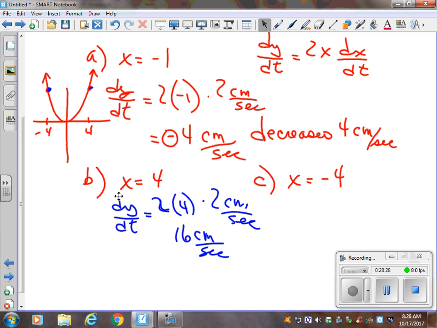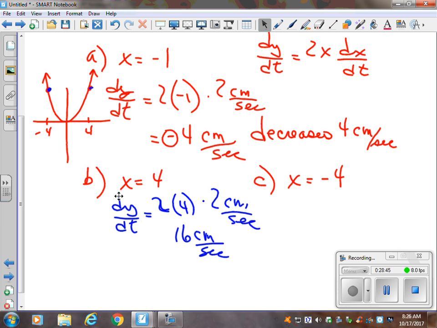And that's what velocity is all about. Velocity is all about speed and direction. So these are both going the same speed, 16 centimeters per second. They're just not going in the same direction. Does that make sense? All right.